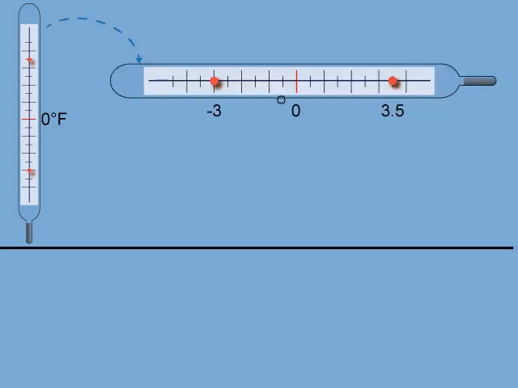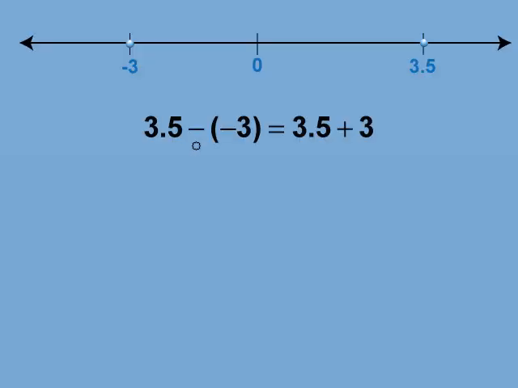The low is -1, -2, -3 degrees Fahrenheit. The high is 1, 2, 3.5 degrees Fahrenheit. To find the range of values, subtract these two numbers. Subtracting a negative is the same as adding a positive. The result is 6.5. Let's look at another example.